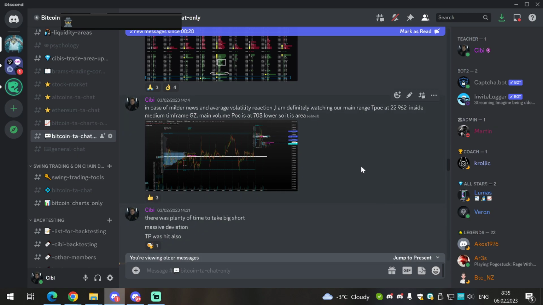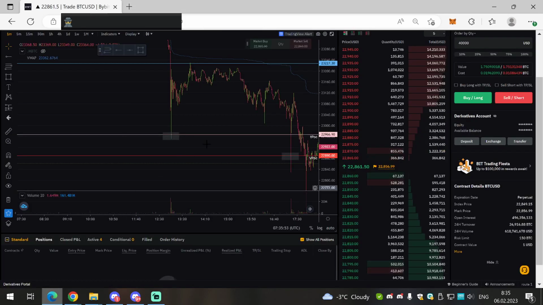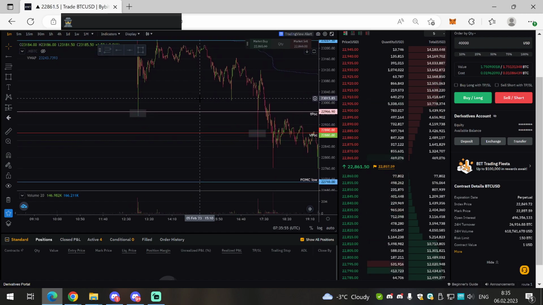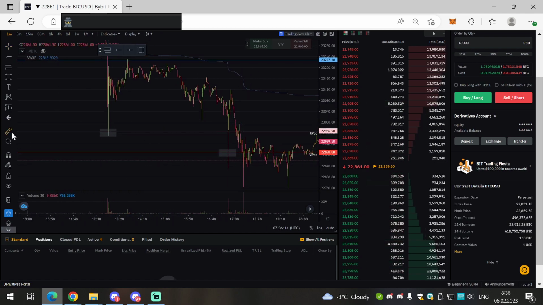That's also very important to understand, that you have the area sometimes, and some eyes are watching this TPOC, some eyes are watching this volume POC. And in the end, you've got what? There was no drop into the middle, so it was not ready as an area, but in the end, you've got the drop also into the volume POC, and you've got a really nice bounce as well.